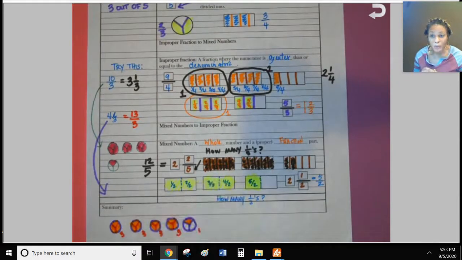So this is part 1 of how to model improper to mixed. I'll see you for part 2 on how to do the algorithm. Good luck.